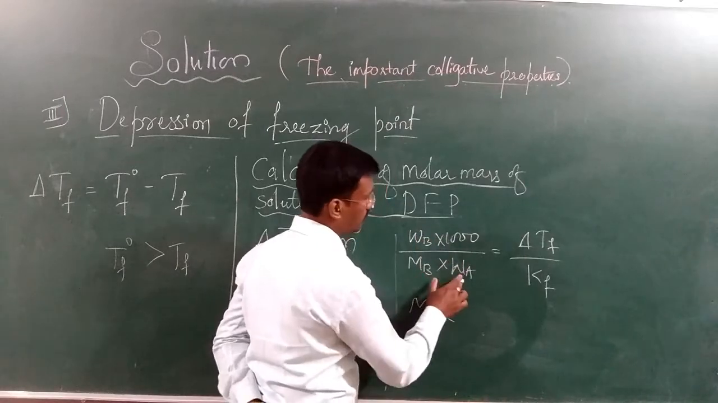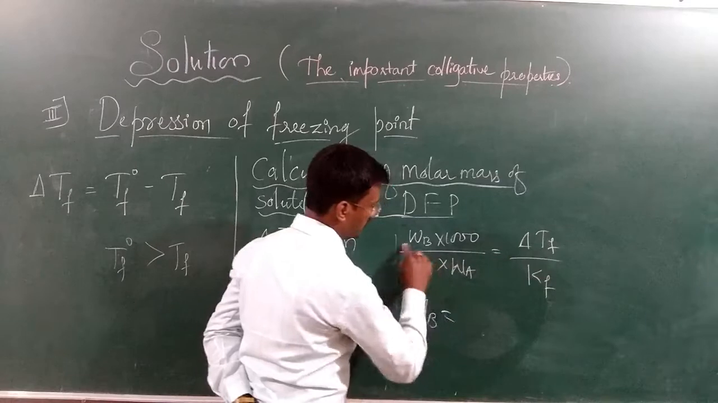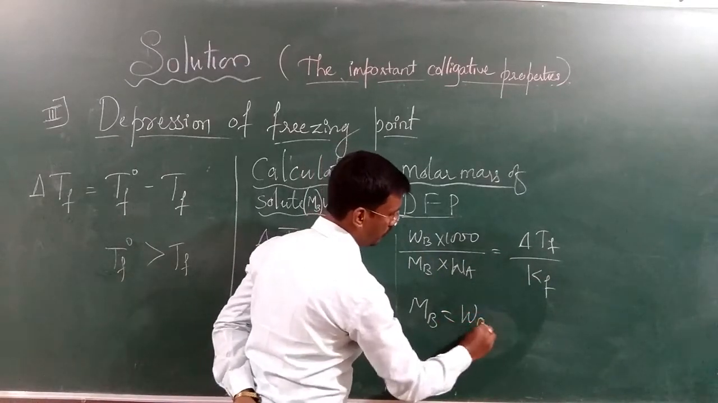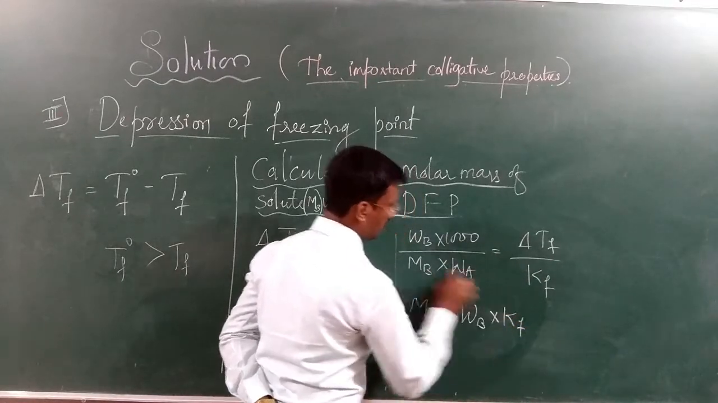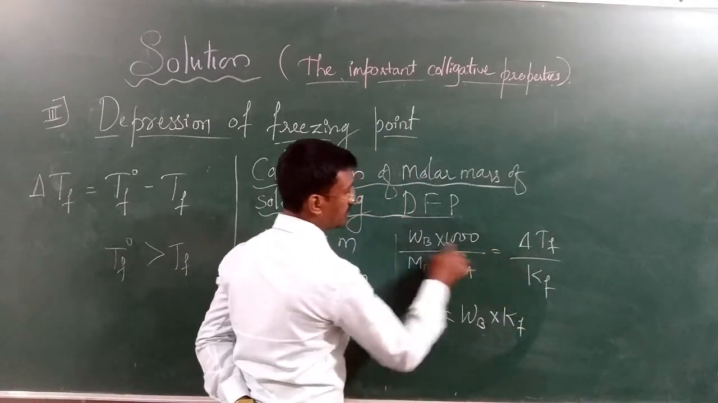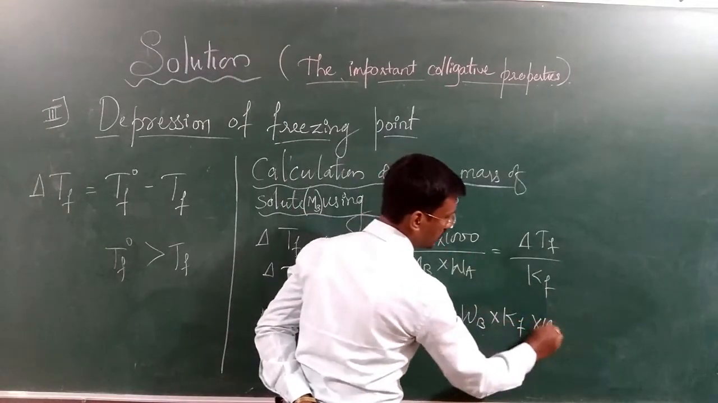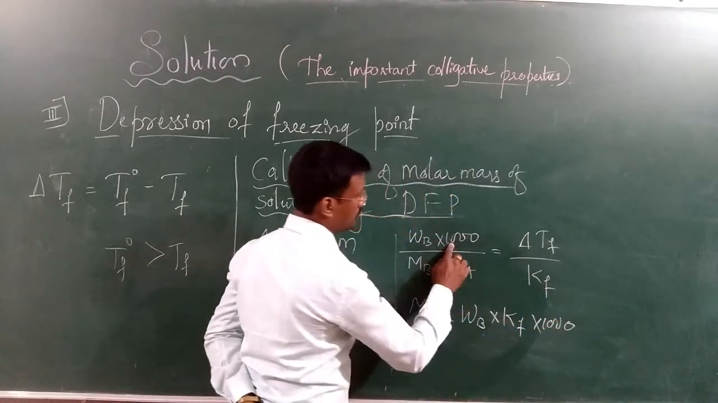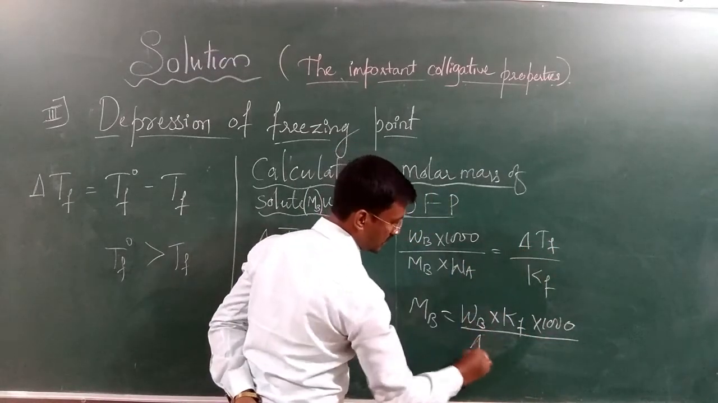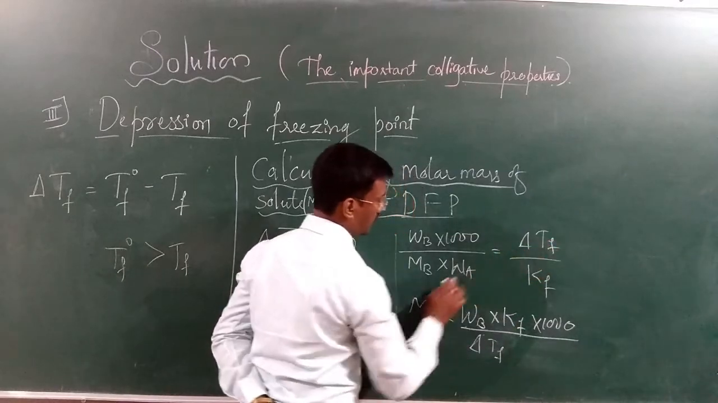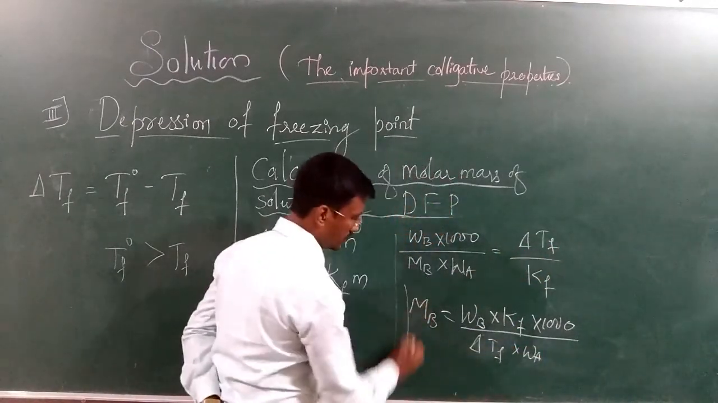Mb is above. Mb is here. Therefore, Mb moves here and Kf comes here. Wb into Kf into 1000 divided by delta Tf, which comes this side, delta Tf and Wa is there. So this is the one.